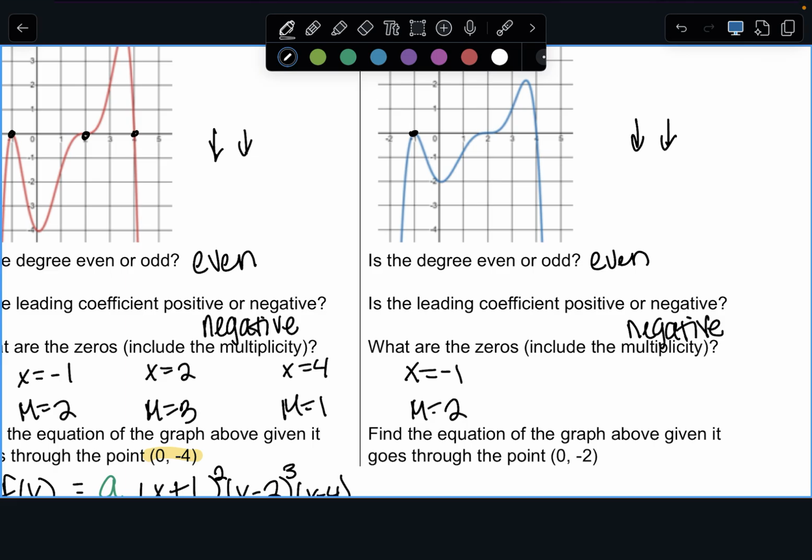My next zero is x equals 2. And it goes through this zero, but at a squiggle. What do we think my multiplicity is? 3. Goes through, so it has to be odd. Squiggle means it's more than 1. And then my very last one, x equals 4. It goes straight through that zero. What's my multiplicity? It's 1. It's odd because it goes through, and there's no squiggle. So it has to be 1.